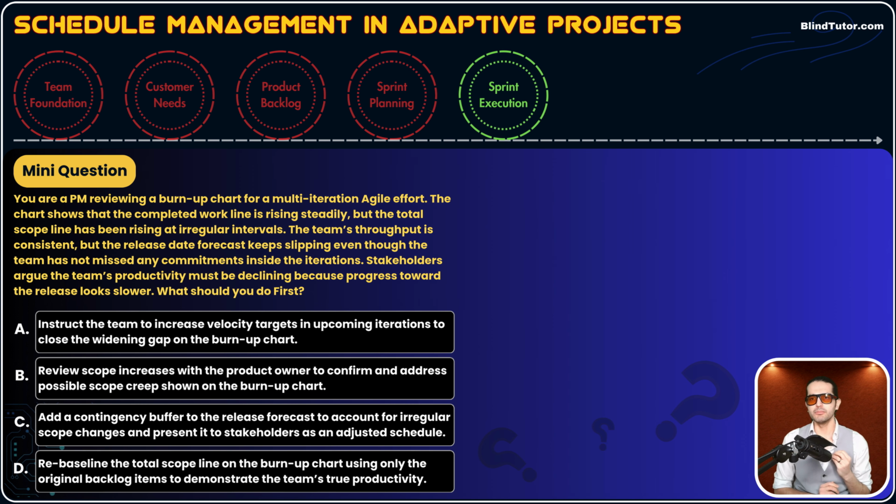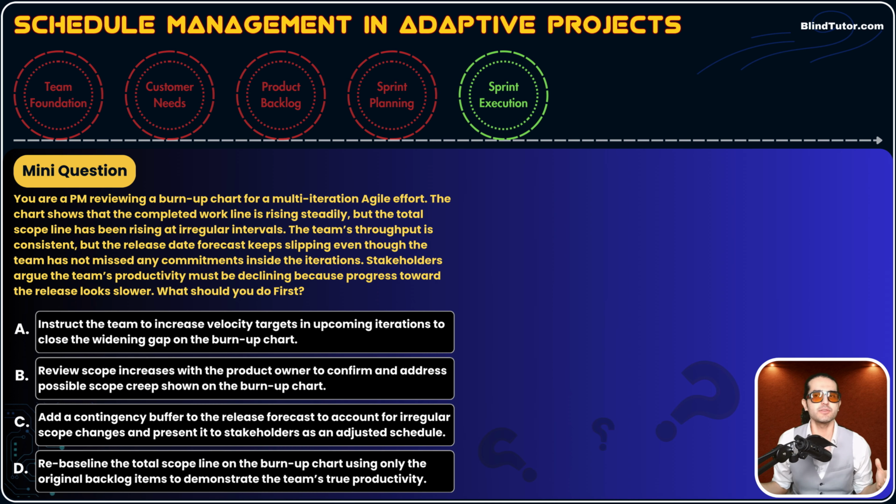Okay, what's the problem? We have the burn-up chart. In the horizontal arrow, we have days of a sprint. In the vertical arrow, we have completed work. And we have two lines. First line is completed work. Remember that red line, the actual completed items, completed story points. And the blue line is total scope. The red line, which is the completed work of the team, is consistent, normal, going like this. But the blue line, total scope, has irregular ups and downs, rising at different intervals. So it signals us what? Scope creep, guys.